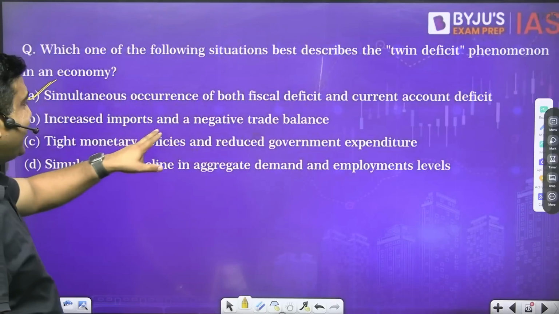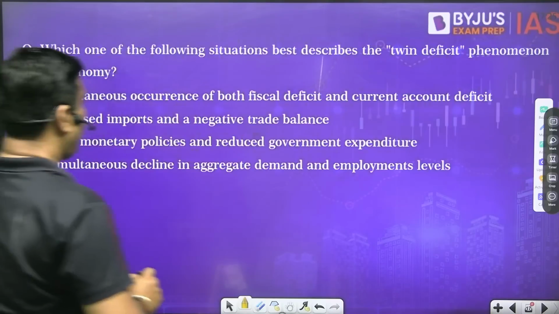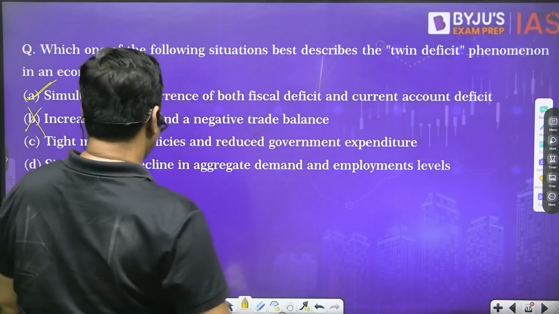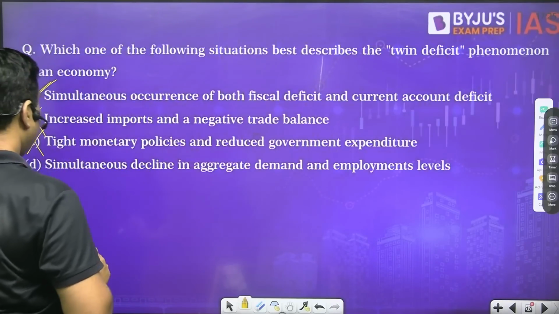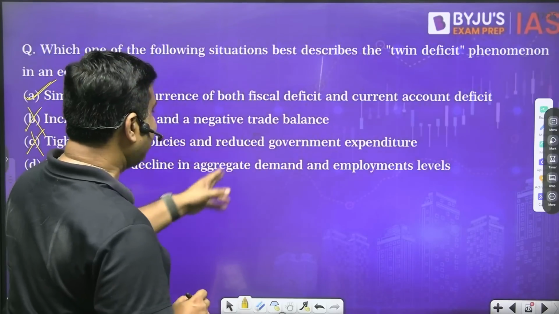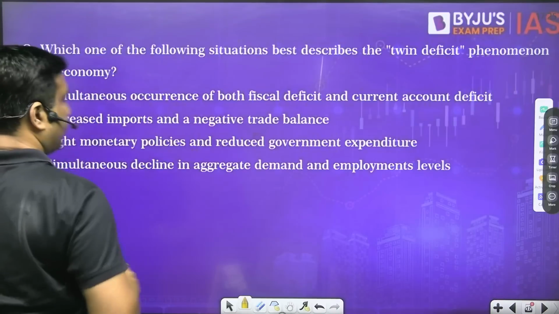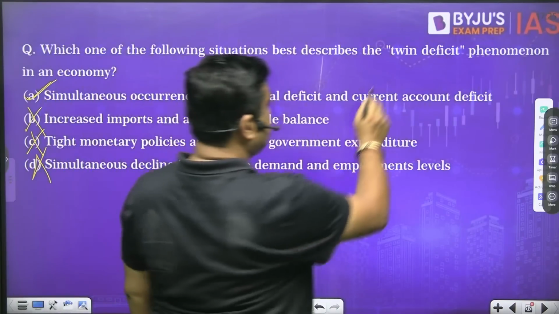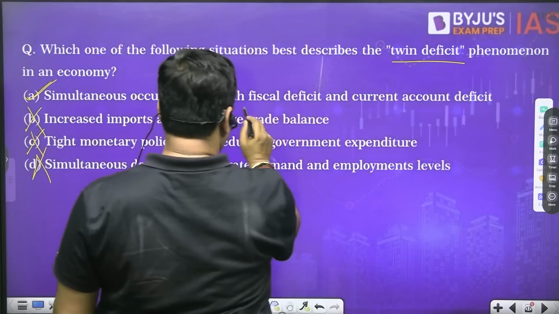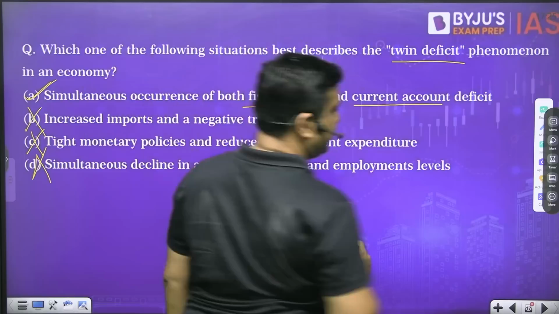Increased imports and negative trade balance, incorrect. Tight monetary policies and a reduced government expenditure, no way, incorrect. Simultaneous decline in aggregate demand and employment levels. Twin deficit means we have fiscal deficit as well as current account deficit.